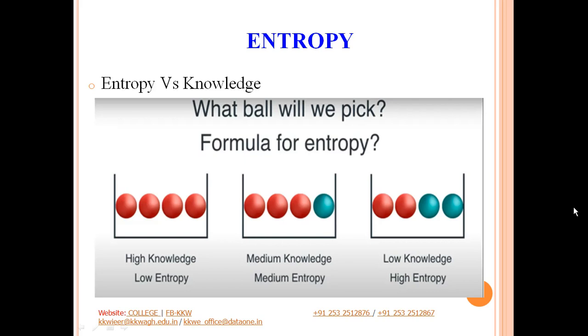In the second case, yes, there is a lot of possibility of getting a red ball, but still there is some possibility of getting a blue ball. So let us say we have medium knowledge, and medium knowledge indicates medium entropy. Whereas in the third case you have low knowledge and high entropy, because there are equally likely chances that you may pick a red or a blue ball, a 50-50 chance. So that is entropy versus knowledge. If you have high knowledge, you have low entropy, and vice versa.